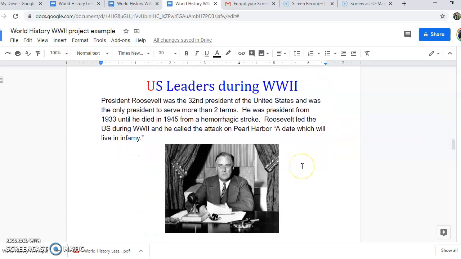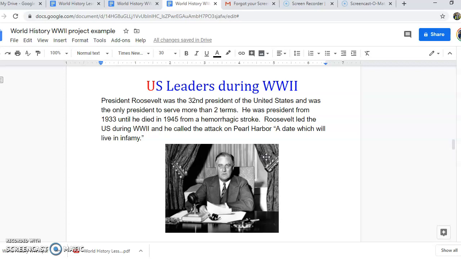You need to have a section about U.S. leaders during World War II. On the information sheet, it tells you exactly which leaders I want you to include. For each one, you need to have at least 2 sentences about them, and I would like for you to have an image of him.